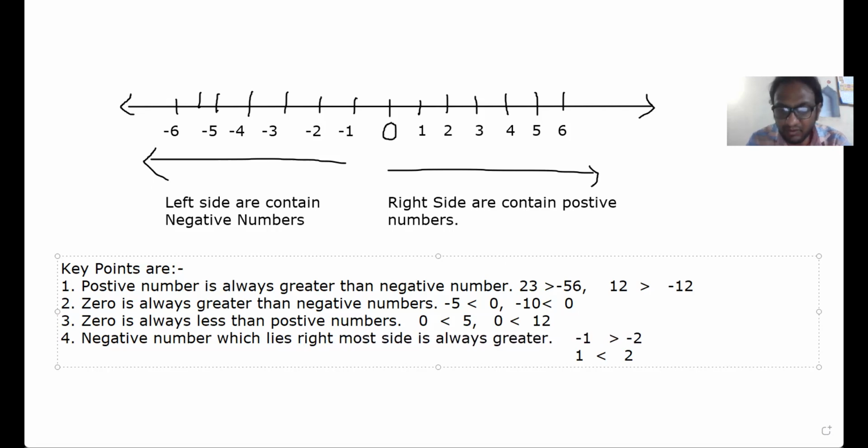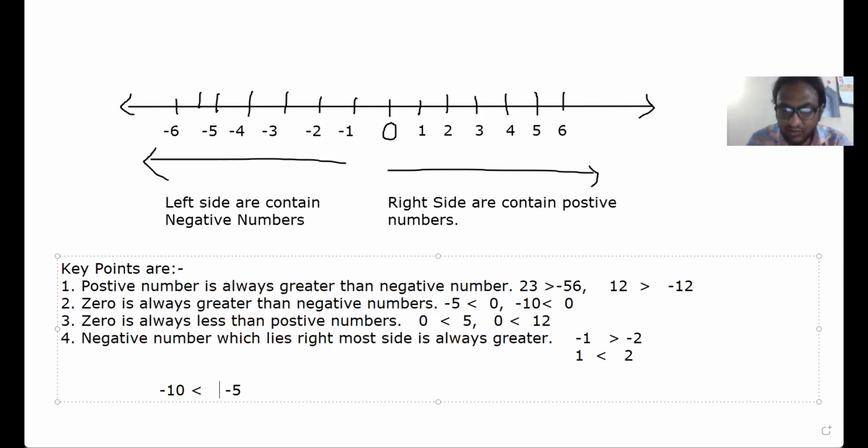Similarly, let me give you one more example. Suppose the two numbers are minus 10 and minus 5. If these were positive numbers, plus 10 and plus 5, you can easily say that plus 10 is greater than plus 5. But these are negative numbers, so you can easily say that minus 5 is greater than minus 10.